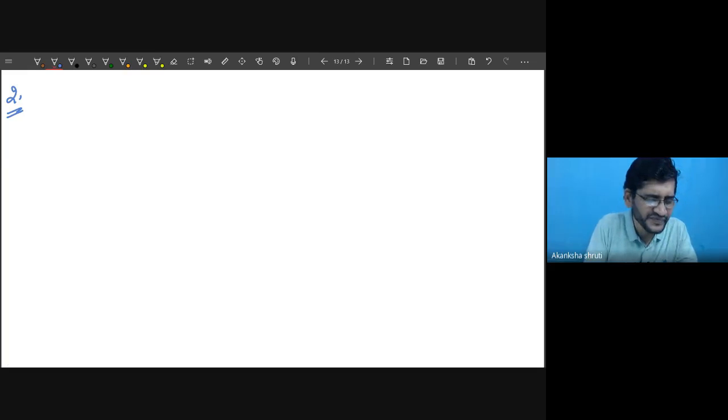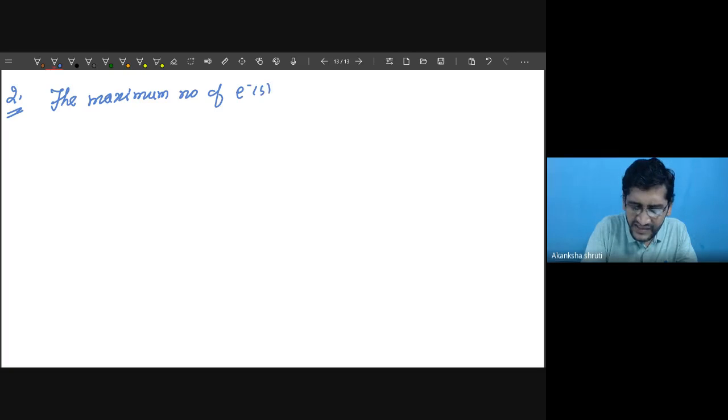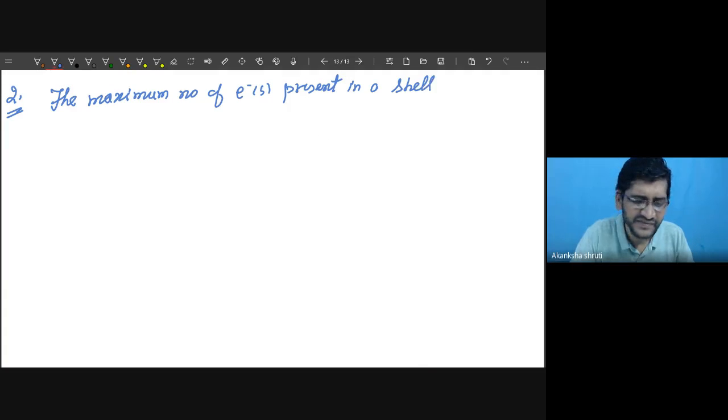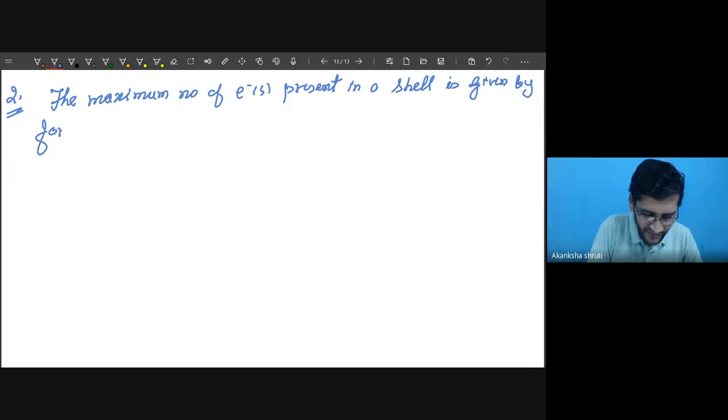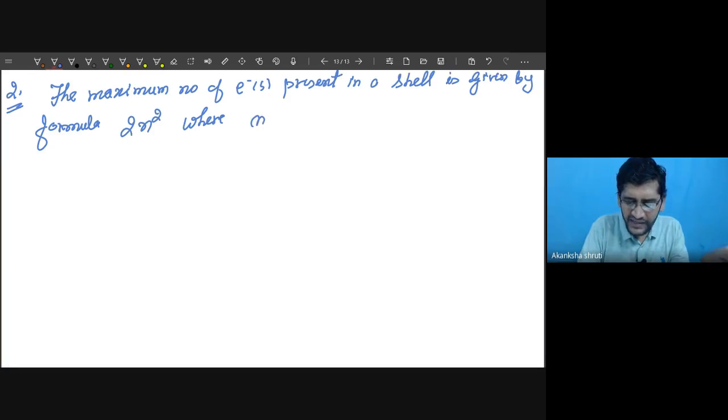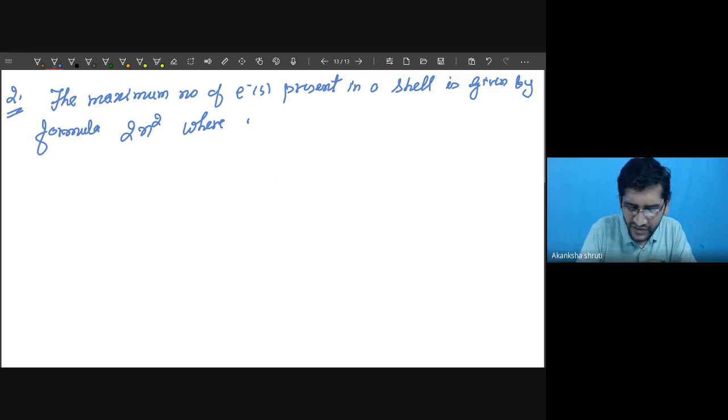Write down rule number 2. The maximum number of electrons present in a shell is given by the formula 2n square, where n is our shell number or orbit number. Okay, it is like this one.